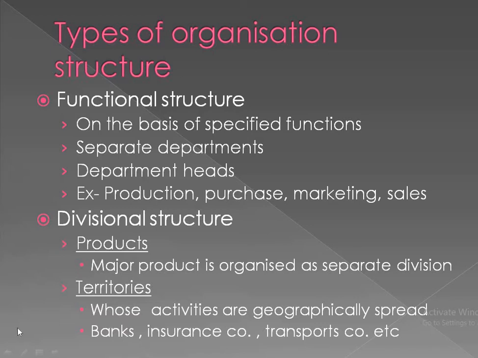Functional structure. Here, activities are grouped on the basis of specified functions to be performed. Each function or group of activities is organized as a separate department. A person will be in charge of each department, like a department manager. Example, in a manufacturing concern, there are departments like production department, purchase department, marketing department, accounts department, etc. In the production department, there are stores, assembly line, quality control, repairs and maintenance, etc. Hope you understood.